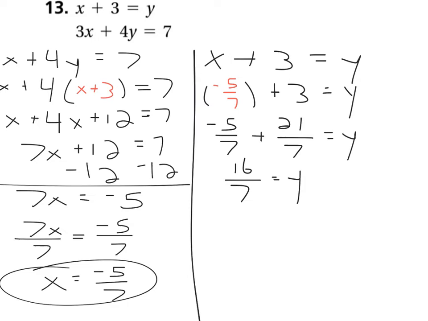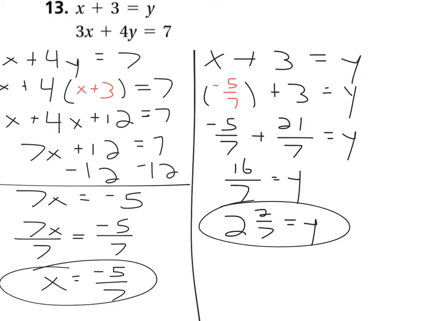And if we wanted to turn that into a mixed number, how many times does 7 go into 16? It goes in 2 times. 7 times 2 is 14. So if we took those 16 and took 14 away to make the 2 groups, we'd have 2 left. And what are they? They are sevenths. So those are our coordinates.